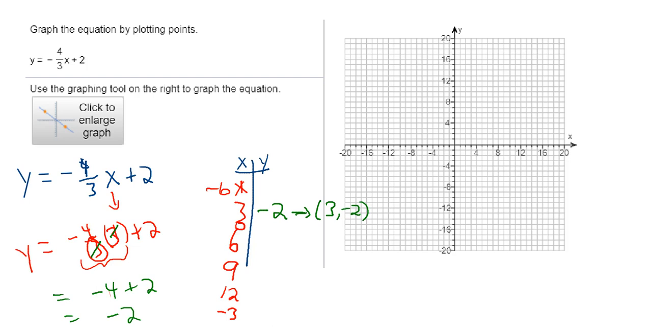So I'm going to do one more of these, but then the rest of them I'm just going to do mentally to fill in the rest of the table. So let's do -6 since it's the one I have here at the top.